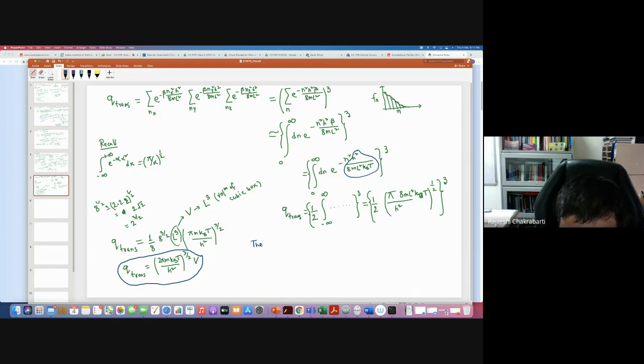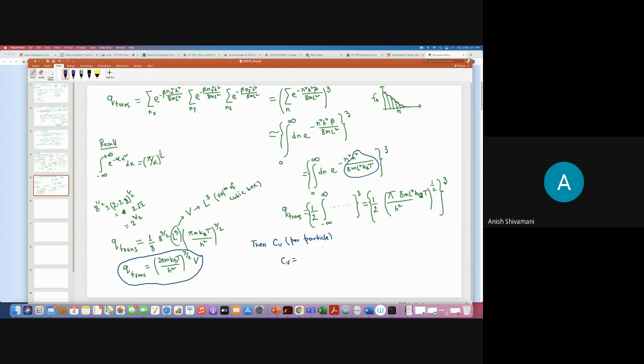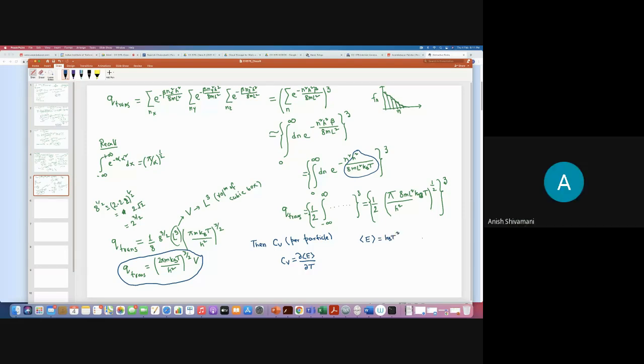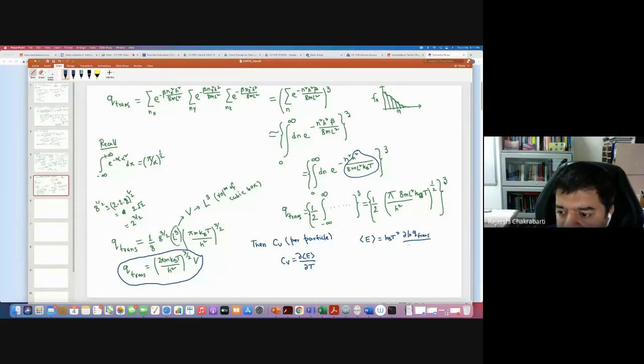Okay. If this is the translational partition function, then the heat capacity per particle, for a system made of one particle, whatever. What is the expression of heat capacity? It is the derivative of E average with respect to T, and you know E average is kBT square d log Q by dT. Let us do it for a single particle first.